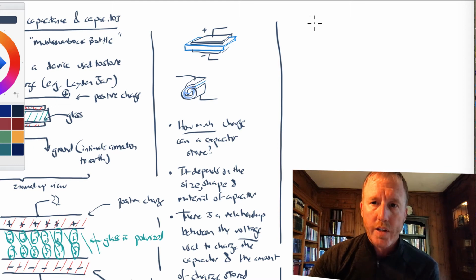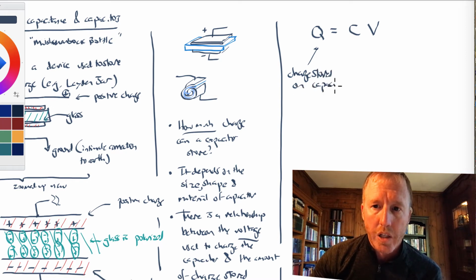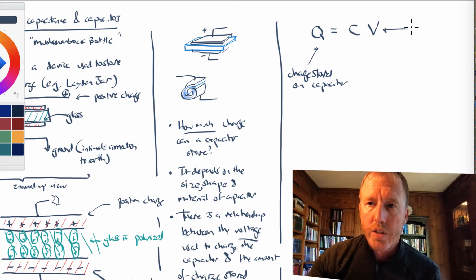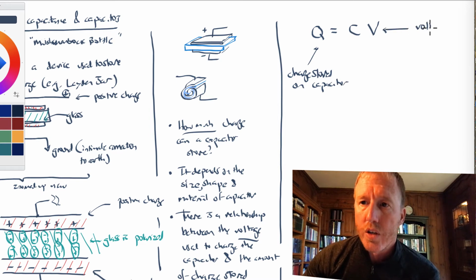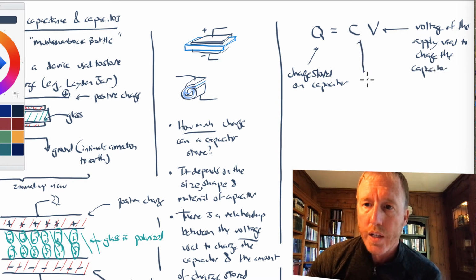Okay, and so here I'm going to write down the formula. The charge is equal to the capacitance times the voltage. Okay, so this is the charge stored on the capacitor. This is the voltage of the power supply or the battery used to charge the capacitor. And this is what is called the capacitance.